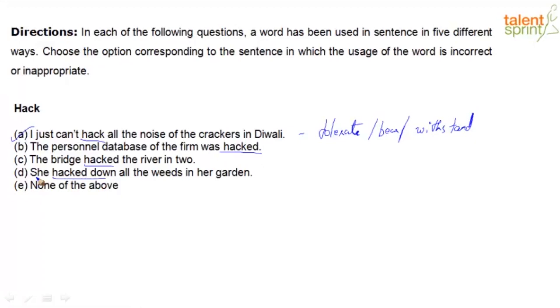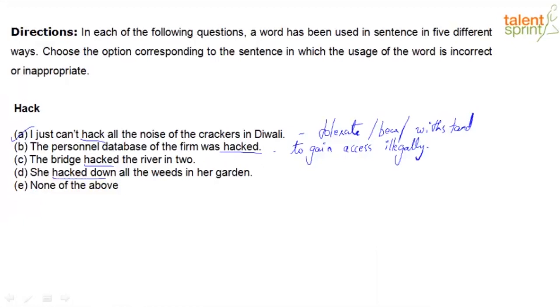Option B, the personal database of the firm was hacked. Here we are familiar with the common usage, right? To gain access, in this case it's the database, illegally or without authorization. To gain access illegally.